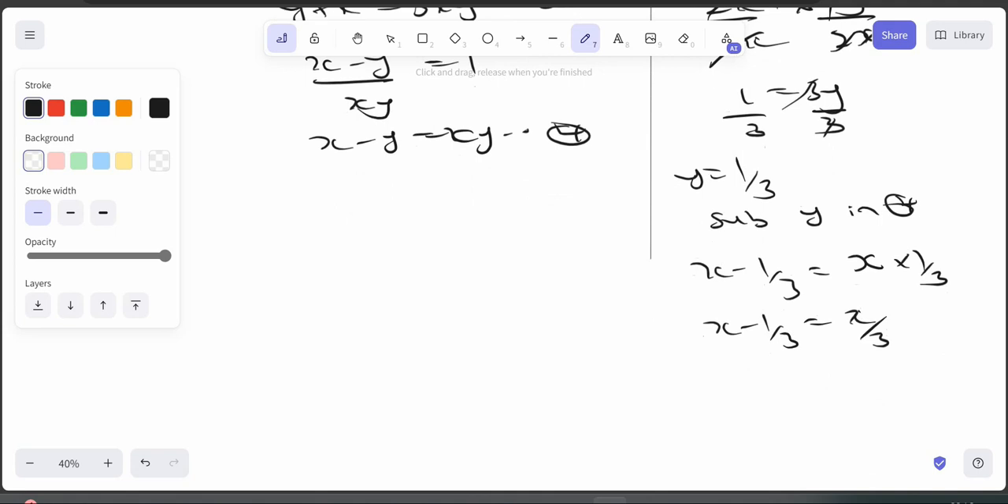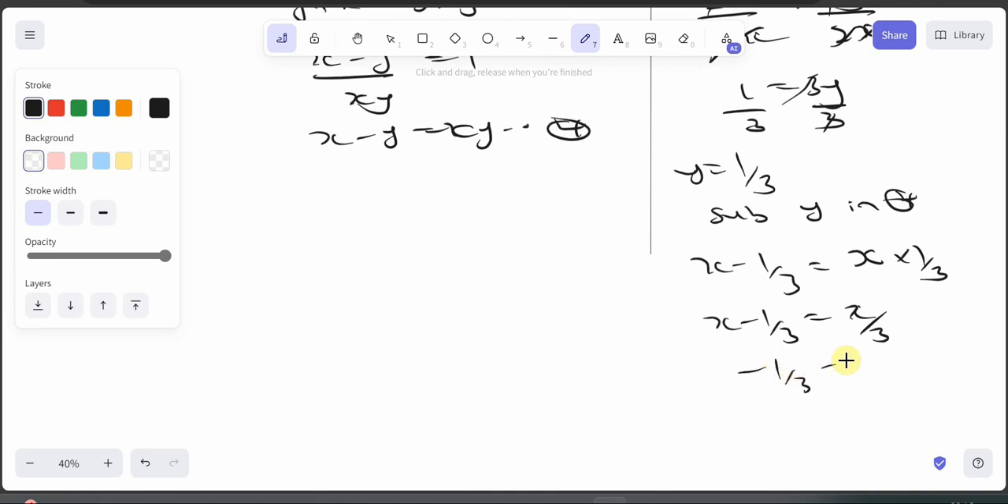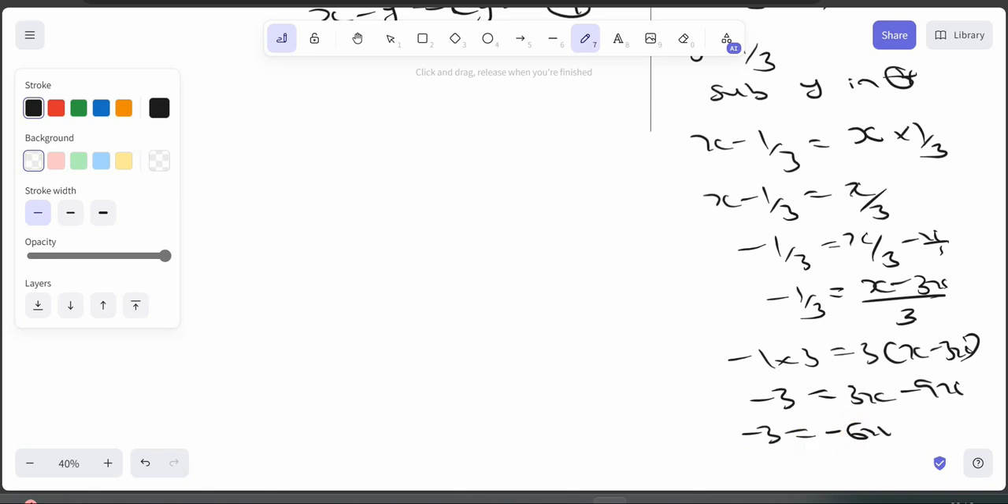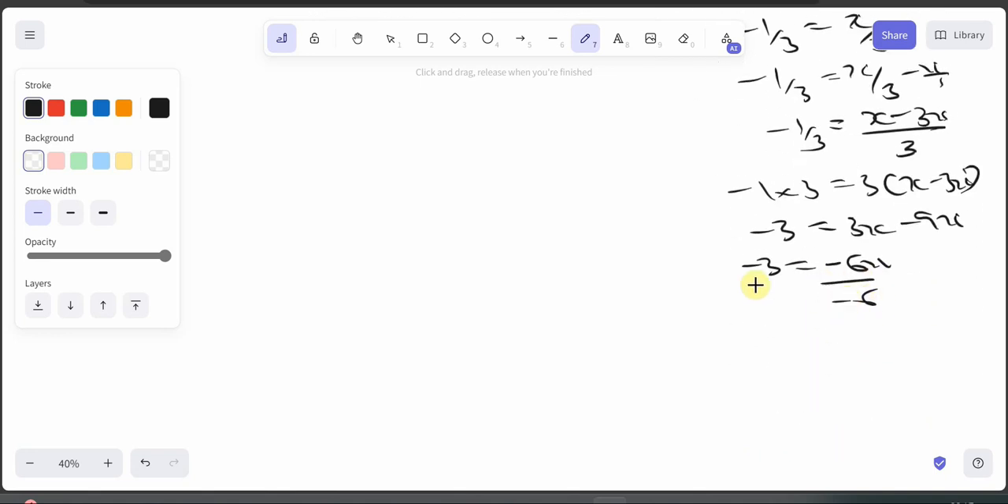So let's collect like terms and say minus 1 over 3 is equal to x over 3 minus x. So the LCM here is 3. 3 in 3 is 1 times x, that will be x, minus 3 in 1 is 3 times x, that will be 3x. And this is equal to minus 1 over 3. So if I cross multiply, that will be minus 1 times 3 is equal to 3 open brackets x minus 3x. Minus 3 will now be equal to 3x minus 9x. And then minus 3 will be equal to minus 6x. And if I want to find x, I'll just divide both sides by minus 6. This will be 1 over 2. Our x will now be equal to 1 over 2.